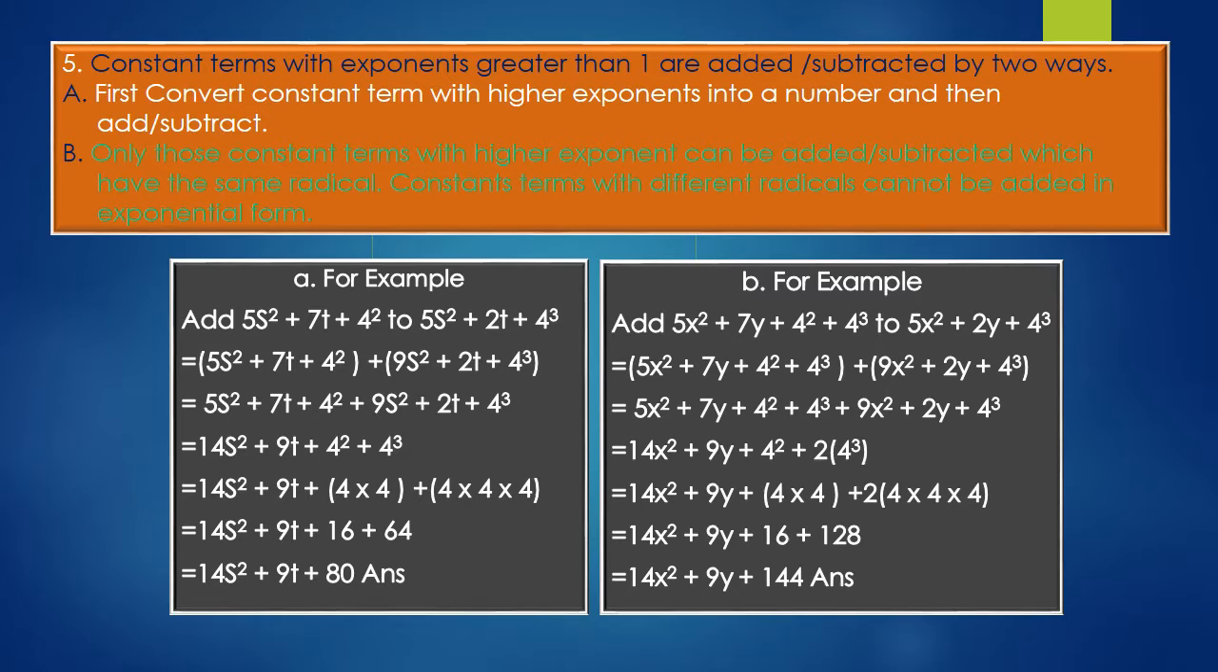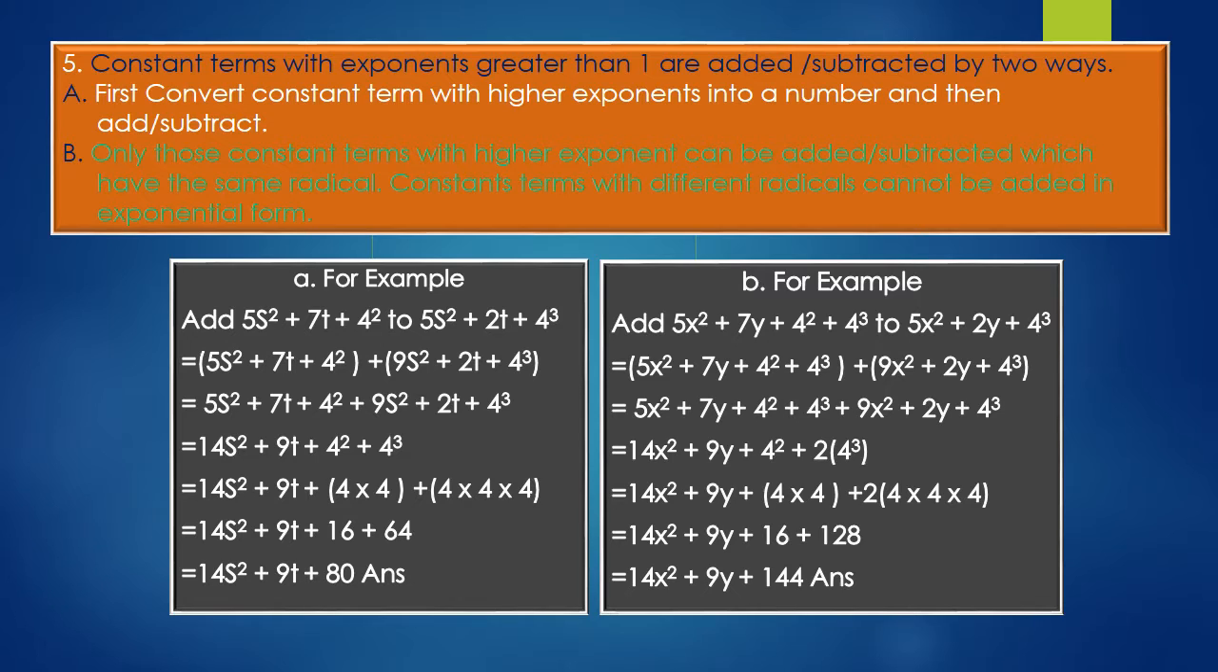All these two rules have been explained in the following example. Here in the first example, you look at here, add 5 square plus 7t plus 4 square to 9 square plus 2t plus 4 cube. The first has been written in parentheses and the second has been written in parentheses separately, and between the two there is a plus sign. Now down you look here, 5 square plus 7t plus 4 square plus 9 square plus 2t plus 4 cube.